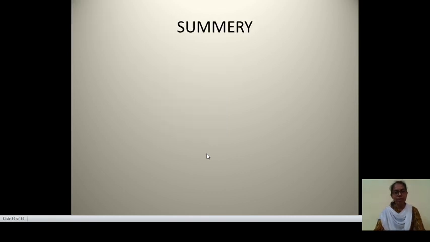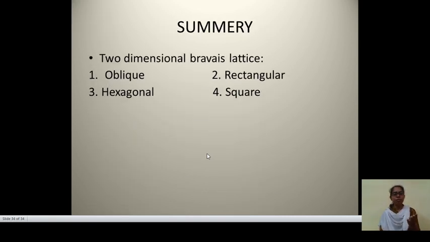Next, summary. There are 4 Bravais lattices in 2 dimensions. They are oblique, rectangular, hexagonal and square. The condition for the oblique crystal system is A is not equal to B and theta is also not equal to 90 degrees. This is the oblique condition.